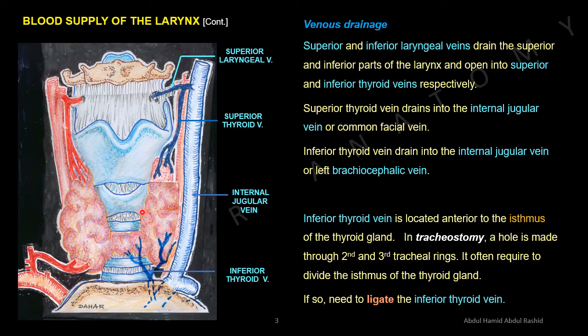These are the lateral lobes of the thyroid gland, and this is the isthmus of the thyroid gland. This is the inferior thyroid vein. It is located anterior to the isthmus of the thyroid gland. In tracheostomy, a hole is made through the second and third tracheal rings. It is often required to divide the isthmus of the thyroid gland. If so, we need to ligate the inferior thyroid vein.